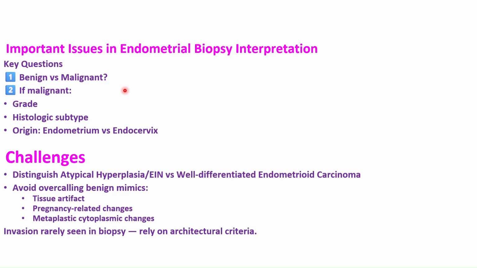But suppose we are receiving a biopsy. So what are the important issues in endometrial biopsy interpretation? The key questions are whether it is benign versus malignant. If malignant, what is the grade, what is the histologic subtype, and whether it is arising from the endometrium and going to the endocervix, or arising from the endocervix and reaching the endometrium.